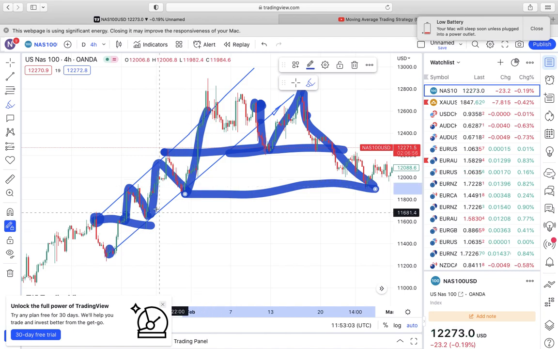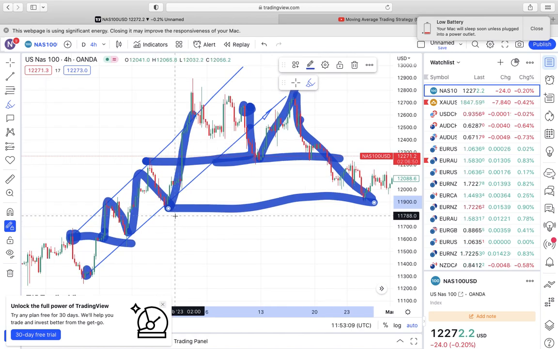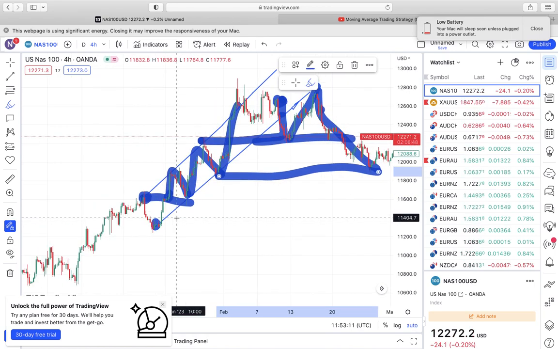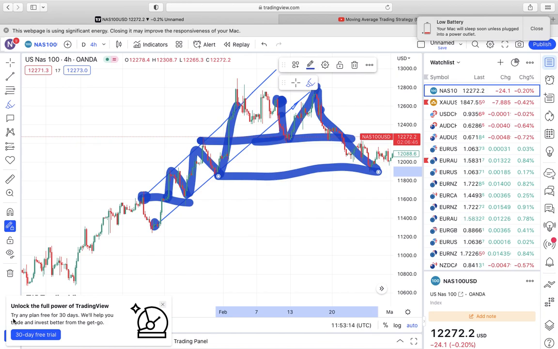Now this continuation chart pattern is very easy to trade, guys. As I had explained for you there, all the entries you can have confirmed in the structure of NAS 100.